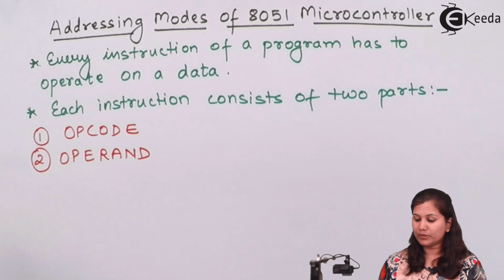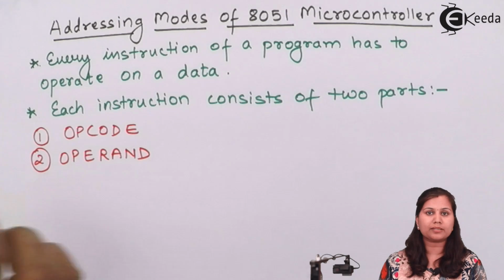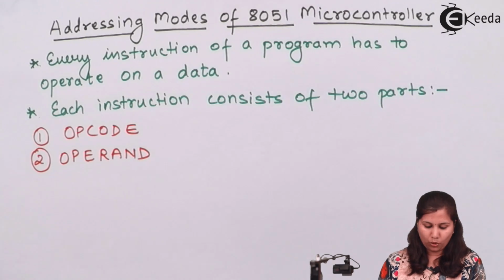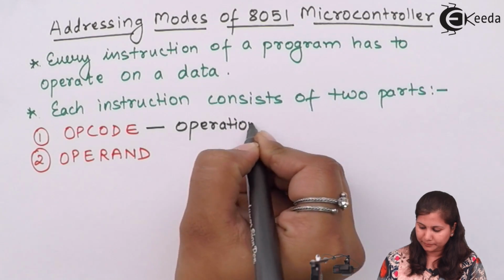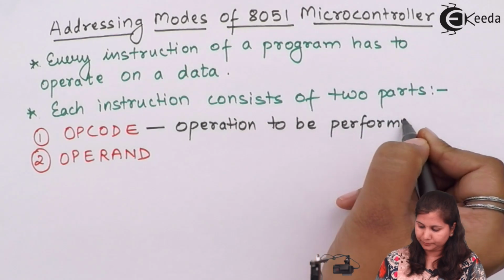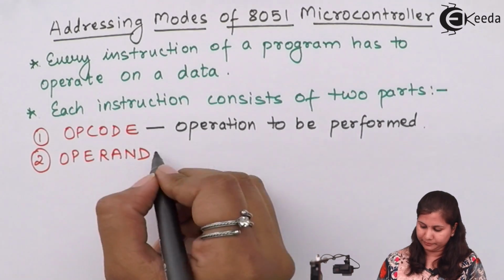Suppose we are using the microcontroller for the addition operation. So the type of operation is the addition, and this addition has to be performed between two 8-bit numbers. So 8-bit numbers are the data on which the addition operation is to be performed. So 8-bit data becomes the operand and the operation addition becomes the opcode. So opcode is the operation to be performed, and operand is the data on which the operation is to be performed.